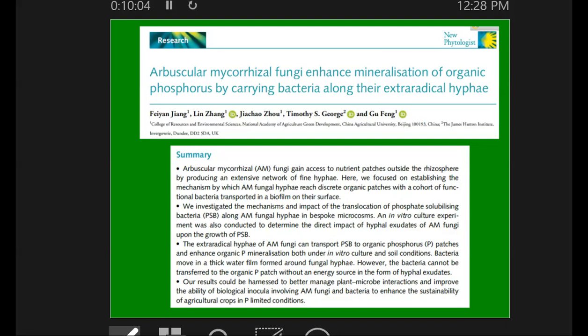If you can get microbes doing their thing, let's see if I can get this to show. I'm going to stop sharing for a second and see if I can get this to show.